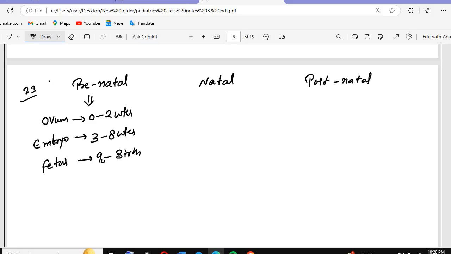So what is the ovum? The ovum we call till 2 weeks. After that, the ovum changes to the embryo from 3 to 8 weeks. Now from 8 weeks onwards, we call this the fetus till birth.